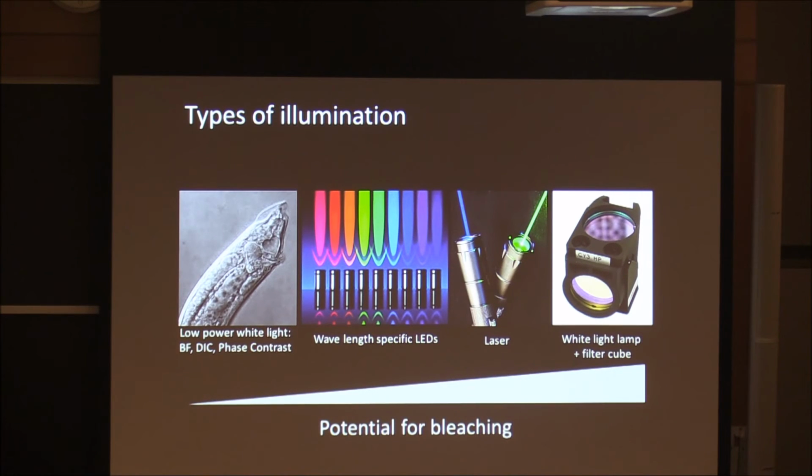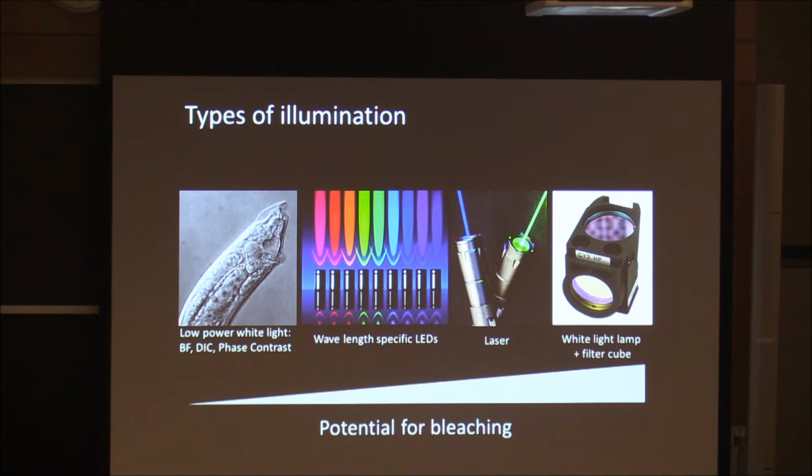Cool. So another choice that you have to make when choosing your microscope is what are you going to use for illumination? So there's a number of different ways for illumination. We can do just white light. So this is when we're doing Widefield, DIC, phase contrast. We just have a low power little white halogen bulb in the microscope, and we're just passing that through our sample. We can use wavelength specific LEDs.